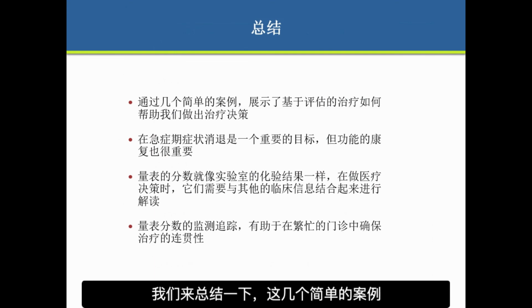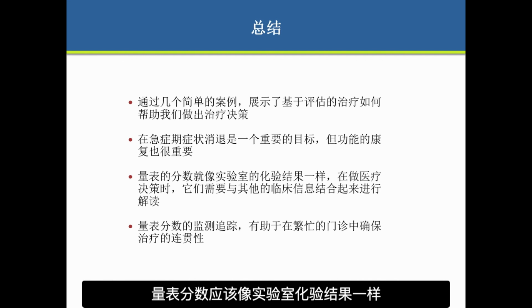So, just to summarize, these brief case examples really illustrate how measurement-based care can help with treatment decisions. That symptom remission is an important goal for acute treatment, but functional recovery is also important, perhaps even more important to our patients. And we really should be targeting functional recovery as the endpoint of treatment.